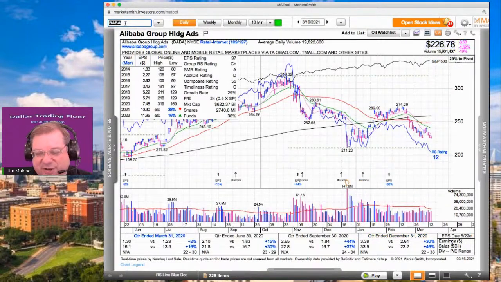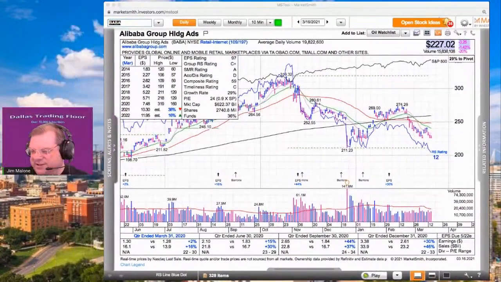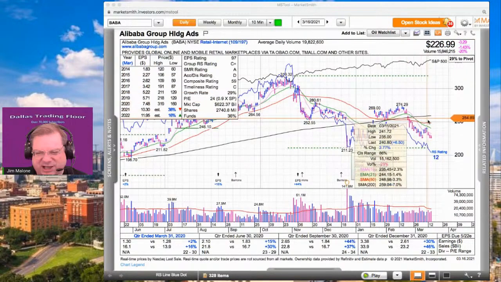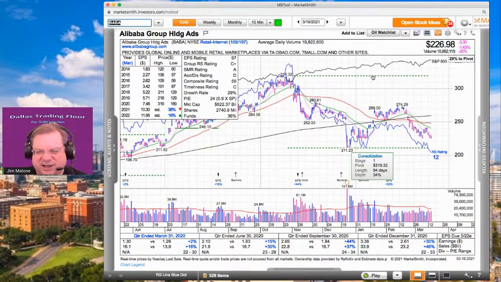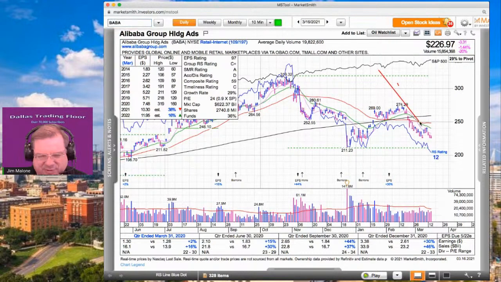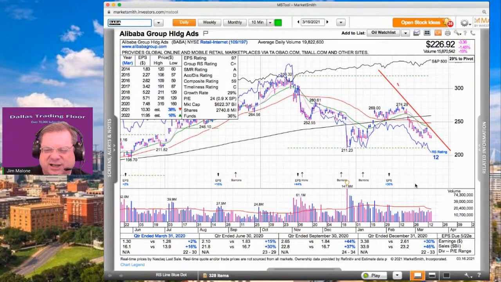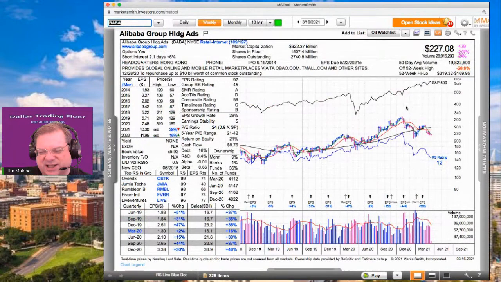Unfortunately, BABA just continues to move lower. Right now, I think Alibaba Group, it's a little bit dangerous to be in it. It's not looking that good right now, so I think you have to be somewhat careful. It's in a downward trend. Let's look at the weekly chart to see if that's indeed the case. Yeah, it is. So right now you just don't want to be in Alibaba.